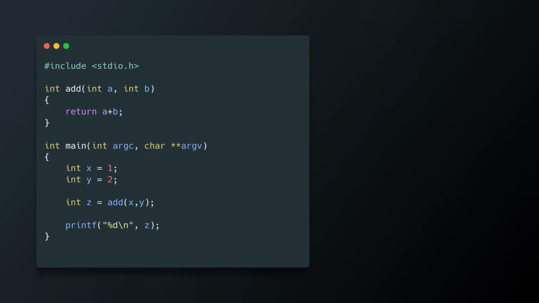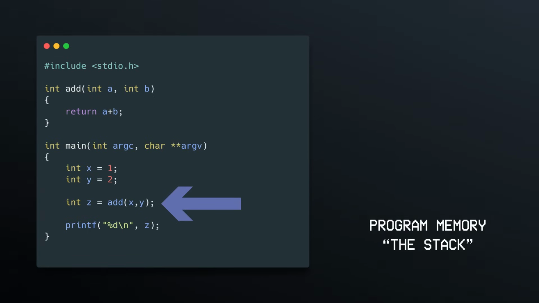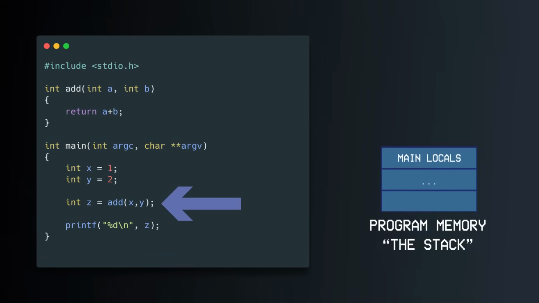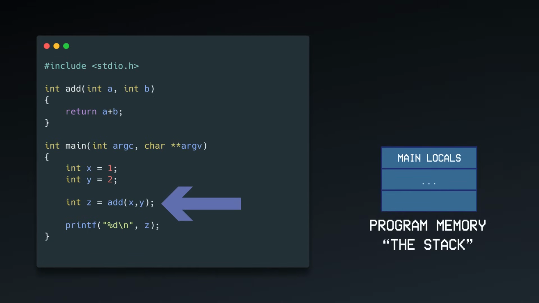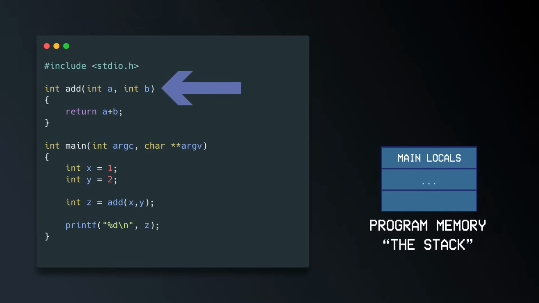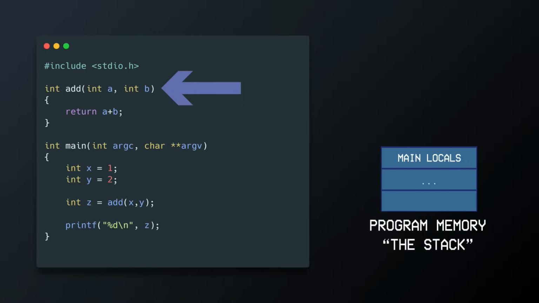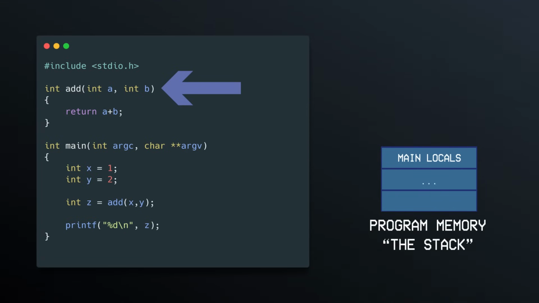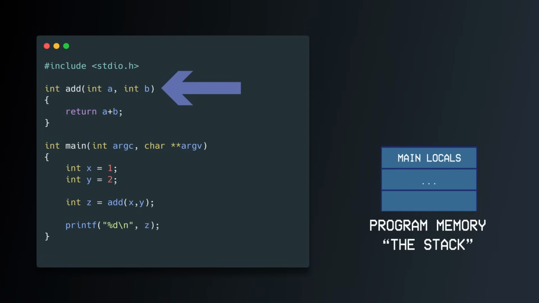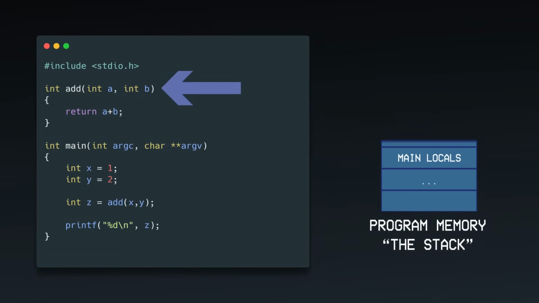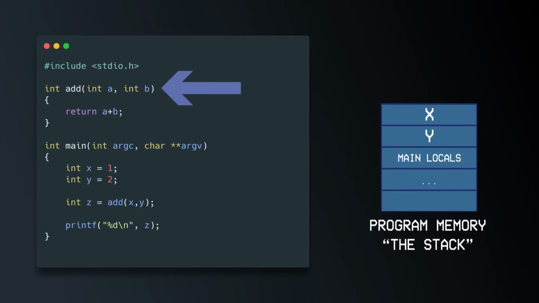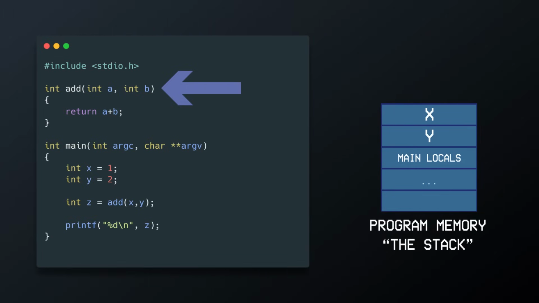Here I have some code. Function main calls function add. On the right I have a diagram depicting memory in the program. The structure is referred to as the stack. When add gets called by main, a few things happen. First, the arguments to add get pushed onto the top of the stack. That's the numbers x and y. Add will use these later as arguments into its function.